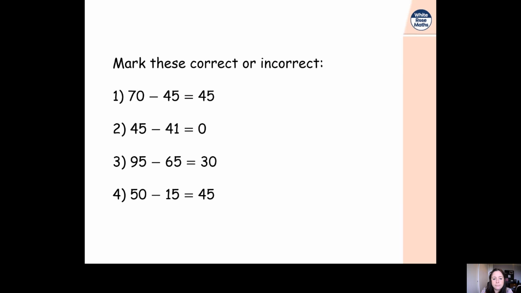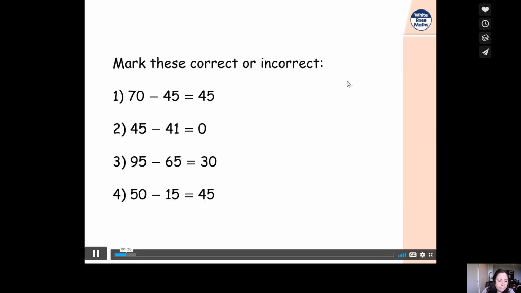But first, can you mark these correct or incorrect? You might not need to do the calculation yourself. You might just be able to notice something about the calculation. Pause the video to have a go. Have a little think about your inverse here, folks. That will help you.